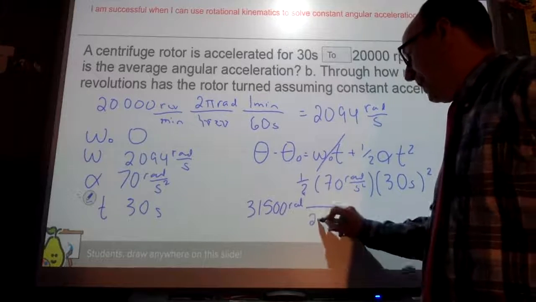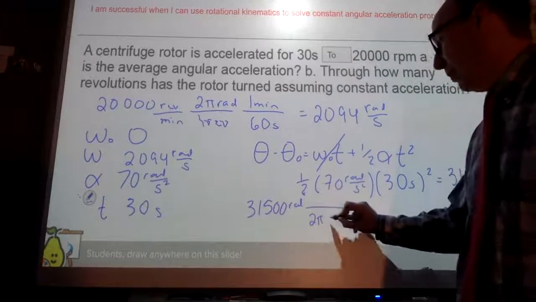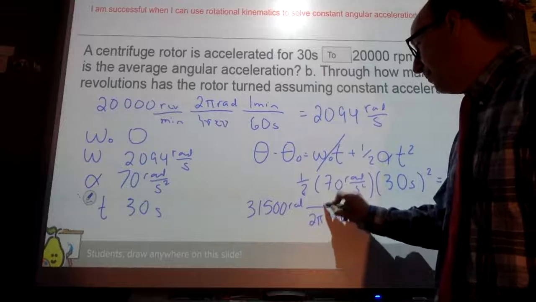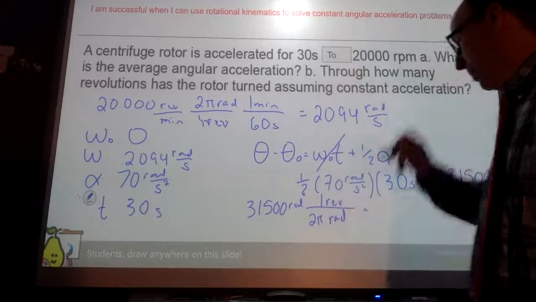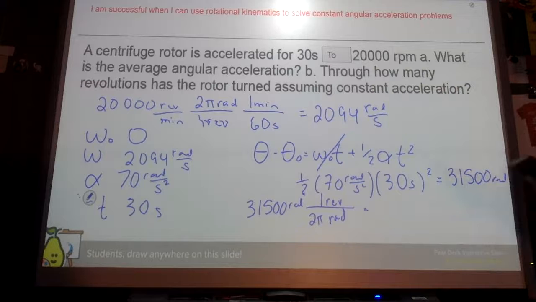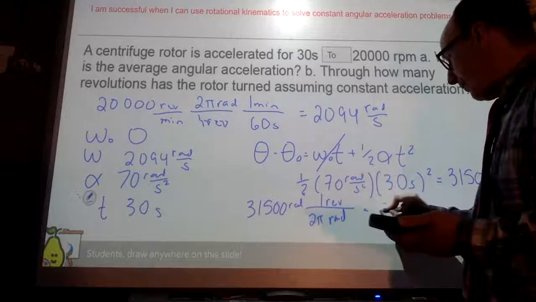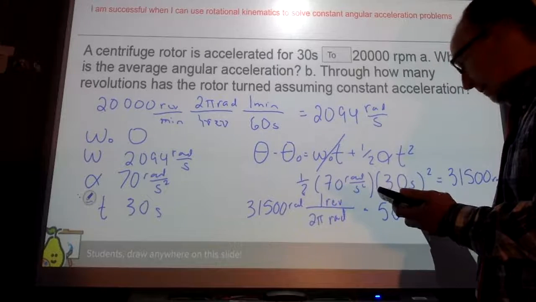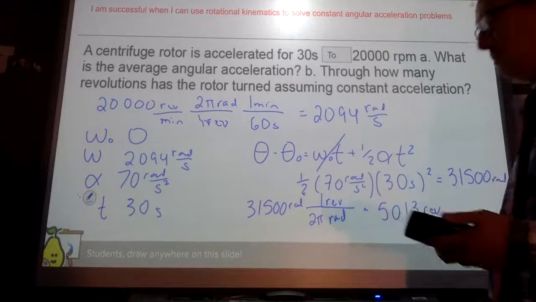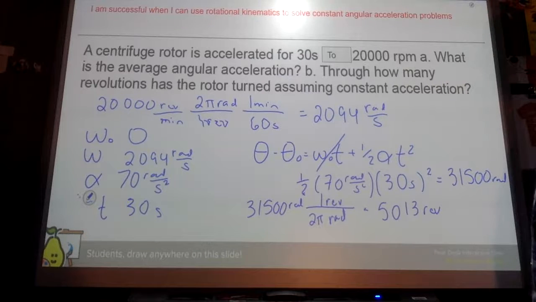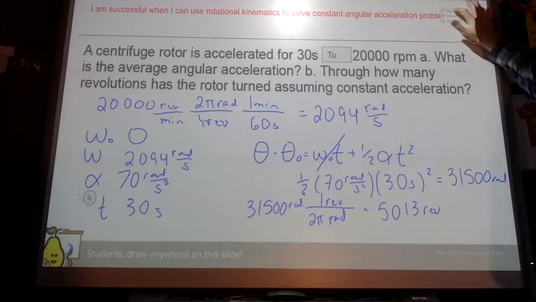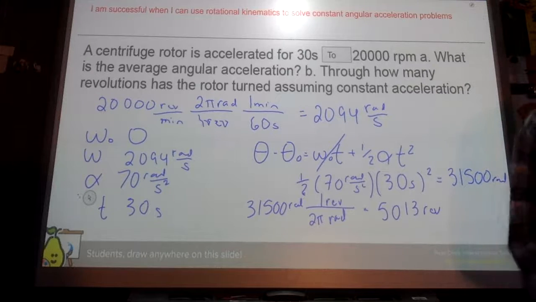And so radians are on the top here. I'm going to want to cancel them on the bottom. And there are 2 pi radians in 1 revolution. So I'm just going to divide this by 2 and divide it by pi. And I got 5,013 revolutions. I'm going to clear the ink, and I'm going to go to the next slide.